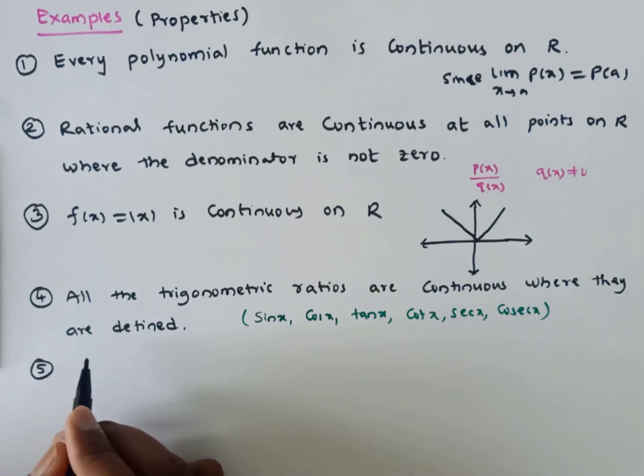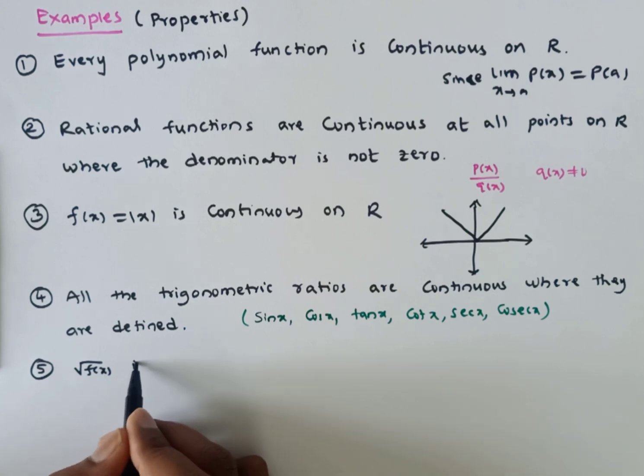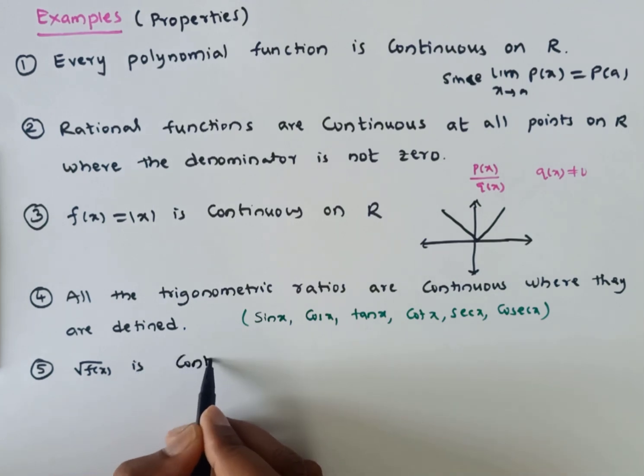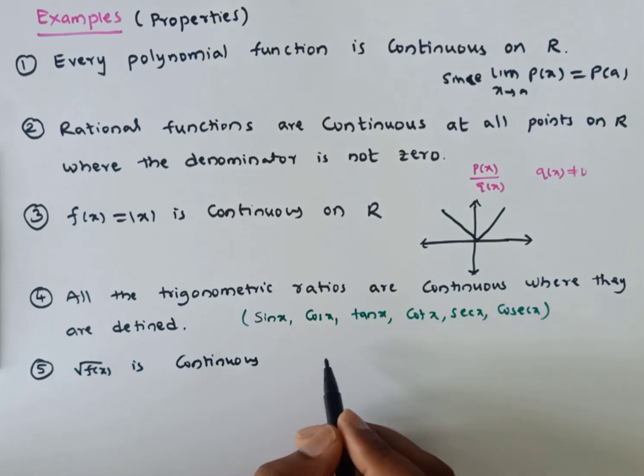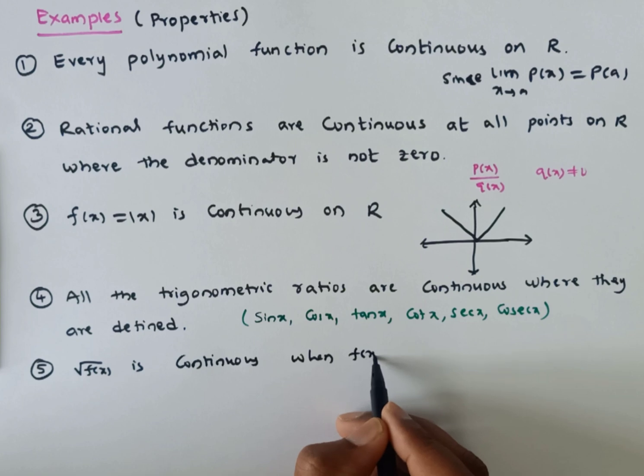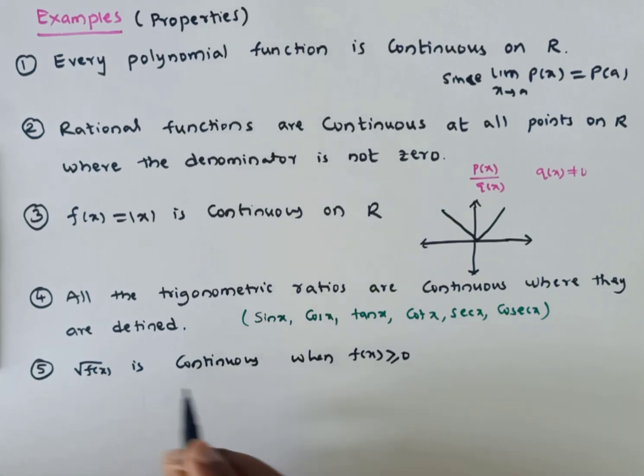Next, the fifth one: root f of x is also continuous. Is it continuous everywhere? No, it is continuous when f of x is greater than or equal to 0. That means it is continuous in its domain.